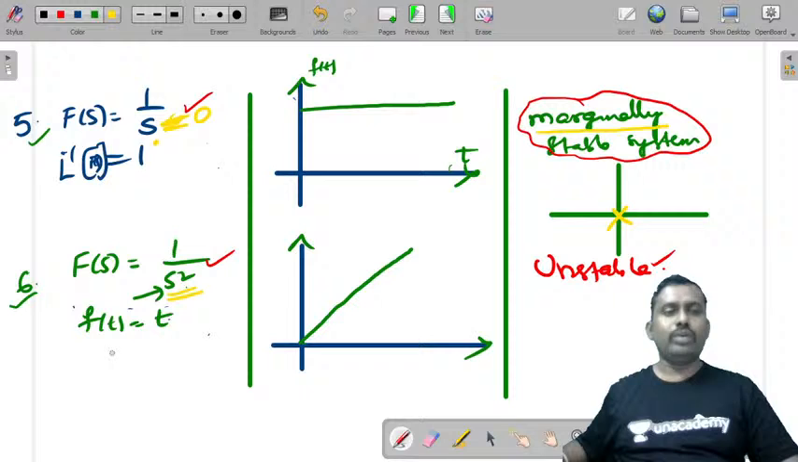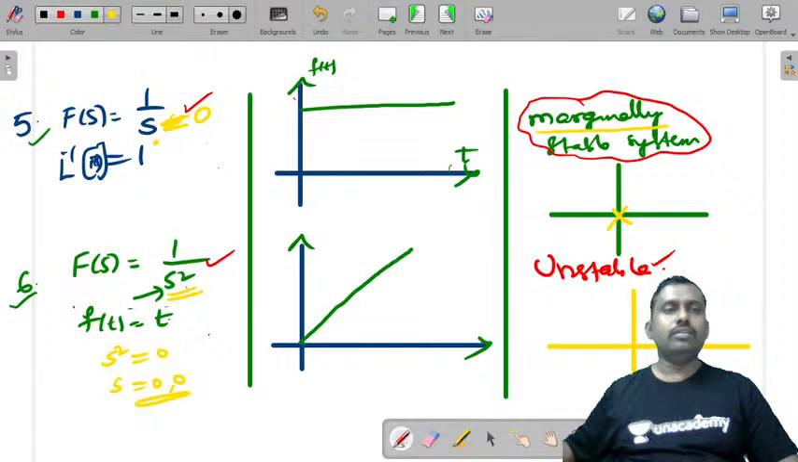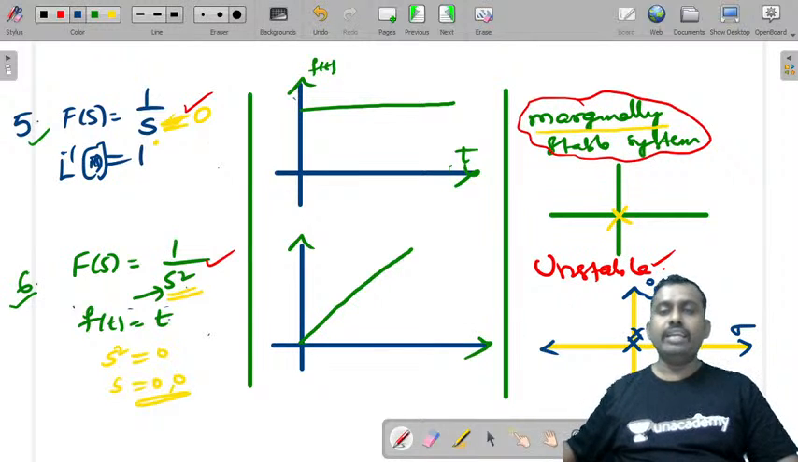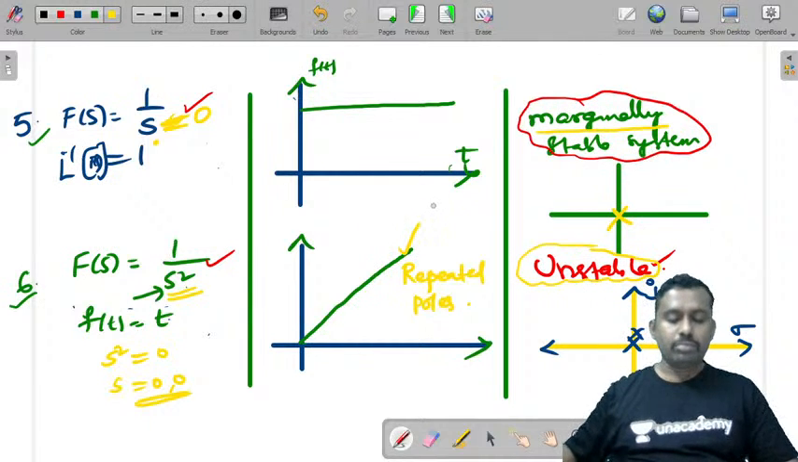So let's look at s square. What is s square? It indicates s square is equal to 0. If you find roots, s is equal to 0, 0, that is repeated roots at the origin. Now let's try to plot it on s plane. So this is the s plane, and if you plot this, as I've been telling you, this is the real axis, this is the imaginary axis, we have repeated poles. Whenever you have repeated poles at the origin, you can say it is an unstable system directly because its response is a ramp, which is not a bounded output.